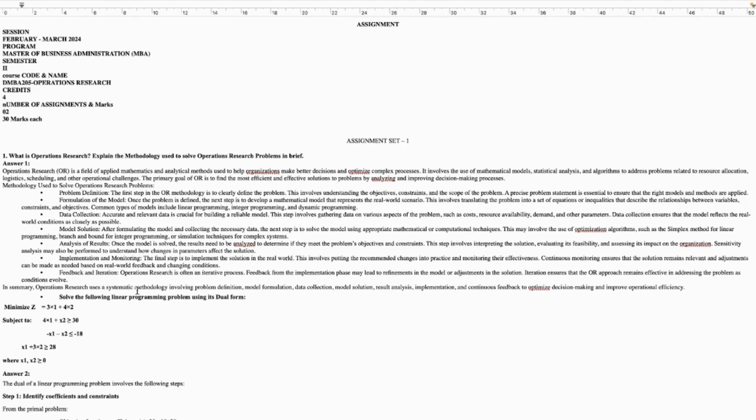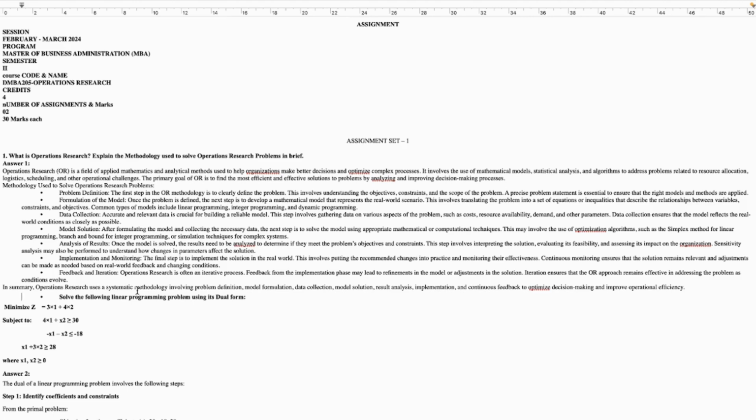Data collection. Accurate and relevant data is crucial for building reliable models. This step involves gathering data on various aspects of the problem, such as cost, resource availability, demand, and other parameters. Data collection ensures that the model reflects the real world conditions as closely as possible.